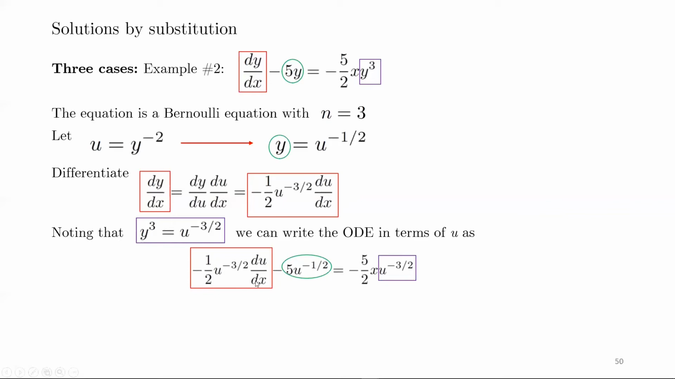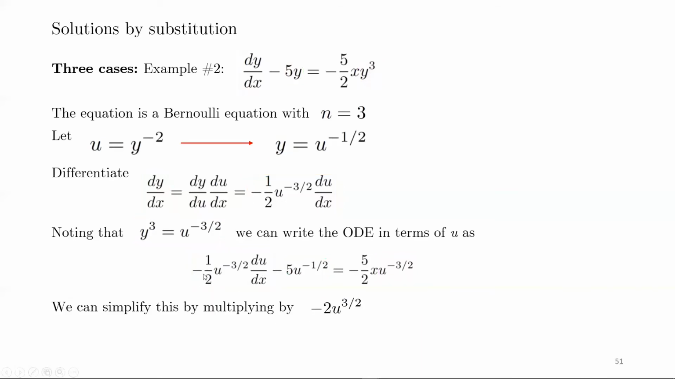It looks a little bit more complicated at the moment, but I also note that I'd really like du/dx to be on its own here. So if I really want to get rid of this term that's multiplying du/dx, I could multiply every term in this equation by negative 2. So the negative 2 will cancel the negative a half. We'll just get 1. Times u to the power of 3 halves, right? Because if I have u to the power of 3 halves times u to the power of negative 3 halves, that will give me u to the power of 0, which is 1. So I'll be left with du/dx.